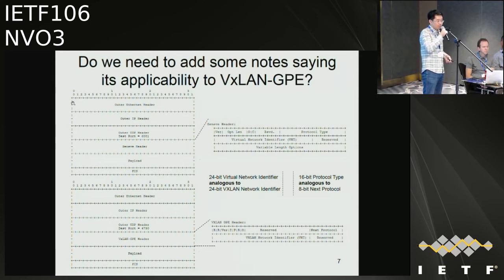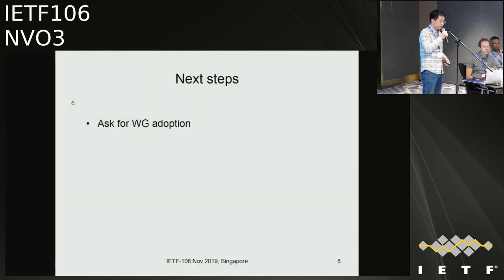As we know, VXLAN GPE is also a data plane solution that has been adopted in the NVO3 working group. So a question raised here: do we need to add some notes saying its applicability to VXLAN GPE? Comparing the Geneve encapsulation with the VXLAN GPE encapsulation, we believe that the mechanism described in this draft can also be applied to VXLAN GPE. We think this draft is already stable, so we ask for working group adoption.